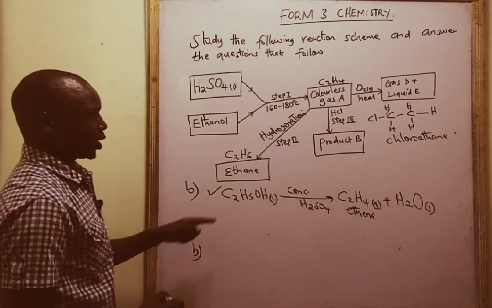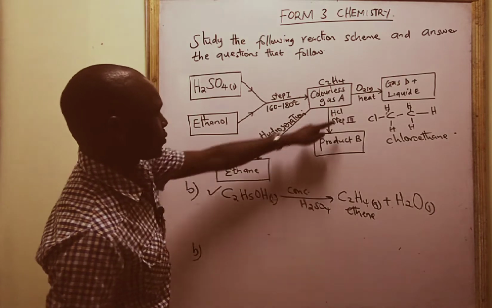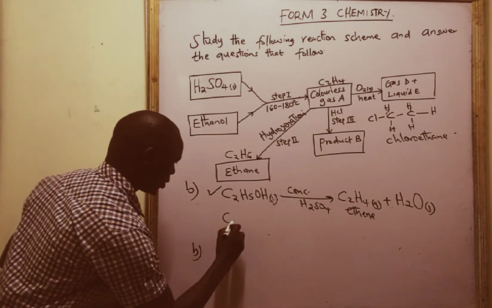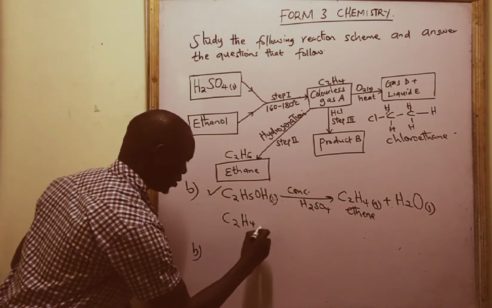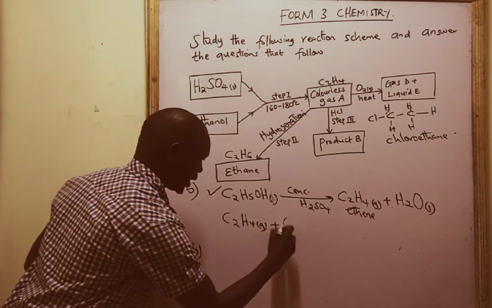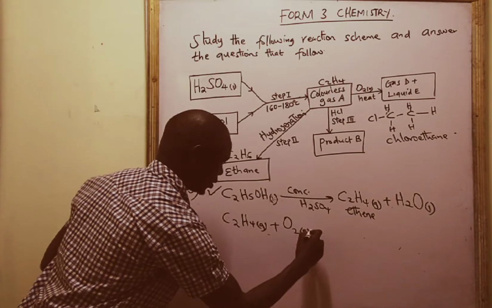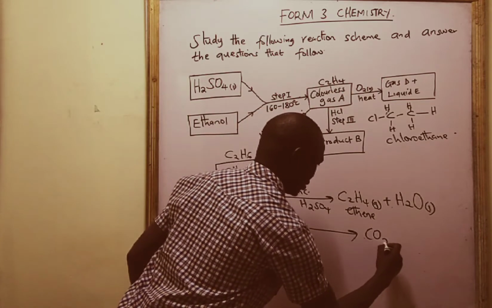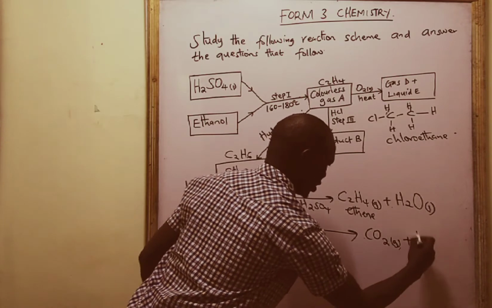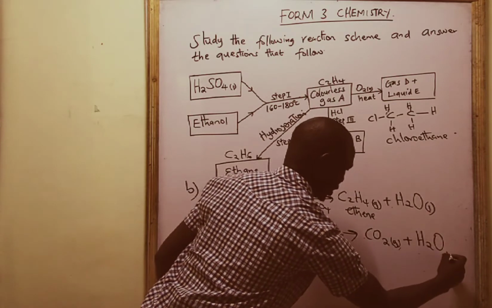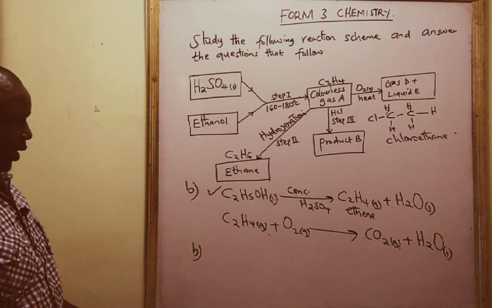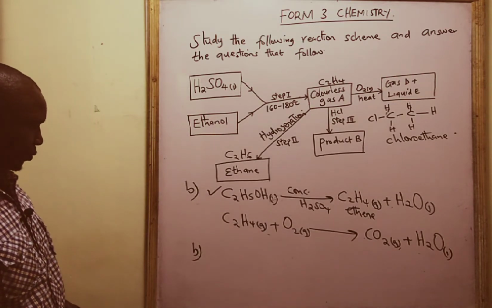E. The two are formed from the combustion or the burning of colorless gas A. So we are going to have C2H4, which is a gas, plus oxygen, and this one is going to give us automatically carbon 4 oxide and water. Water is a liquid, carbon 4 oxide is a gas. And now we balance the two equations.